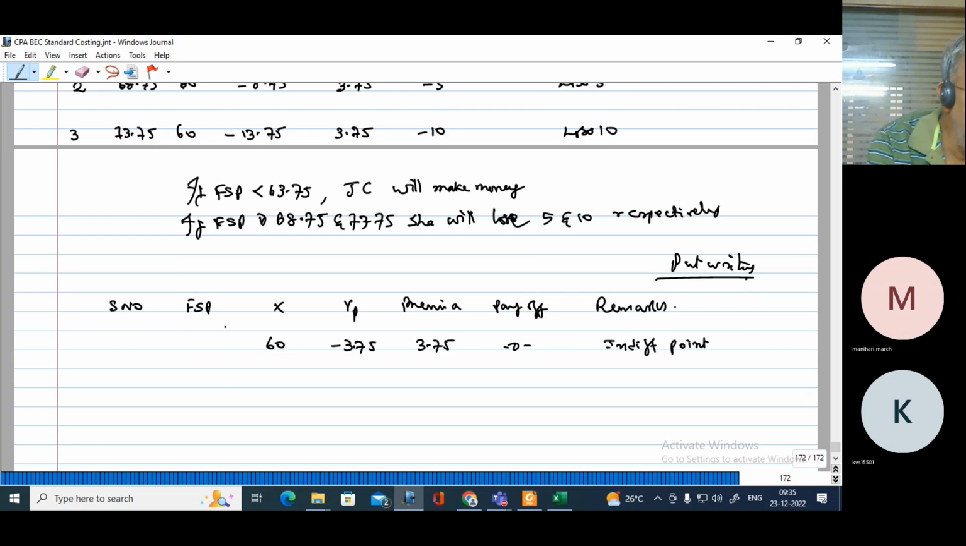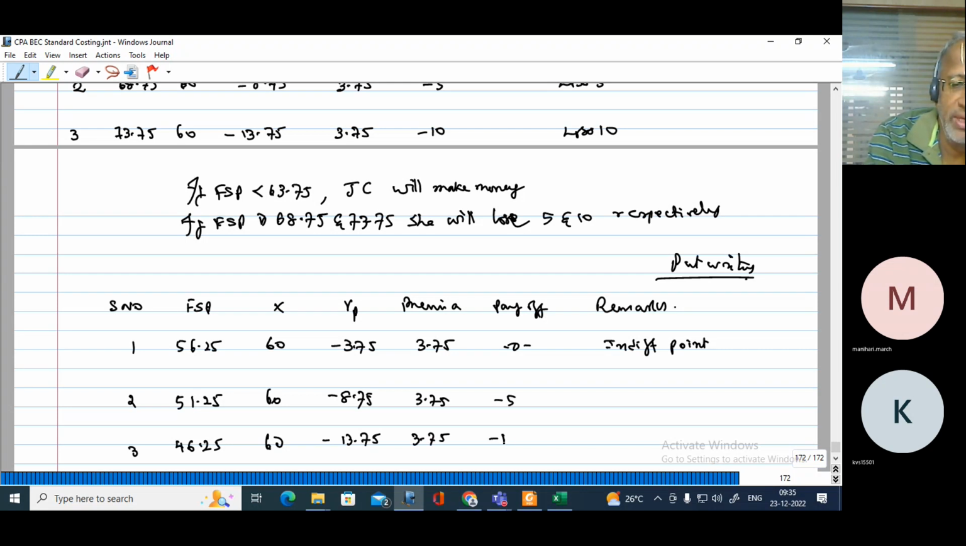So in this case, it is not 3.75 more, it should be 3.75 less than 60. So it is 56.25, 51.25, and 46.25. 46.25 minus 8.75, minus 13.75, 3.75, 3.75, and it is minus 5, minus 10: loss 5, loss 10.